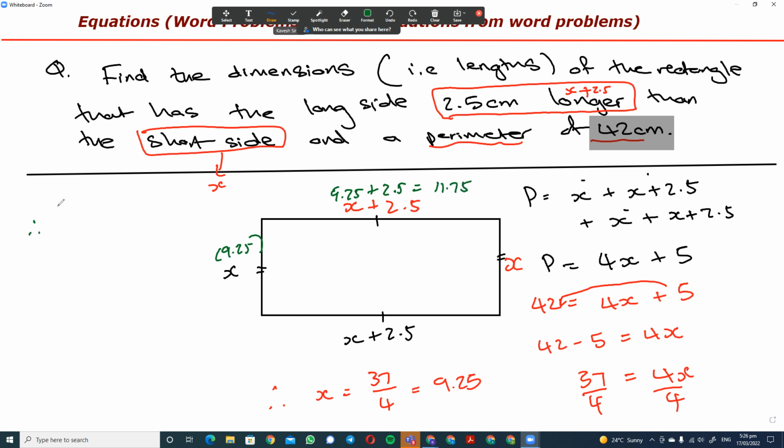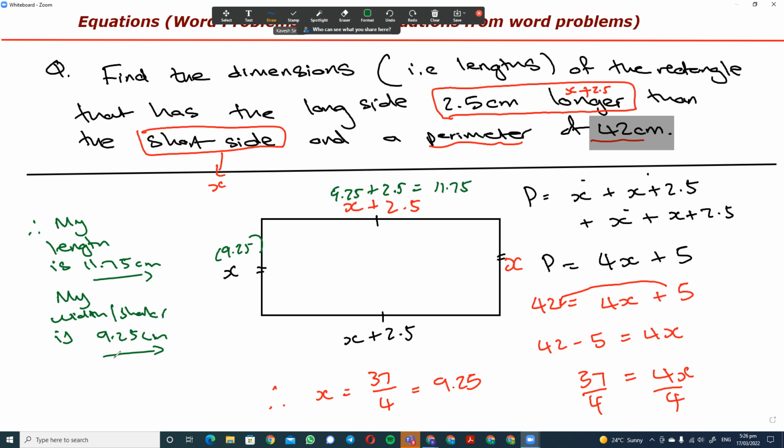So therefore, let's go with the final answer. My length is 11.75 centimeters. We put some kind of conclusion. My width, or shorter side, is 9.25 centimeters. And these are my dimensions that I mentioned previously.